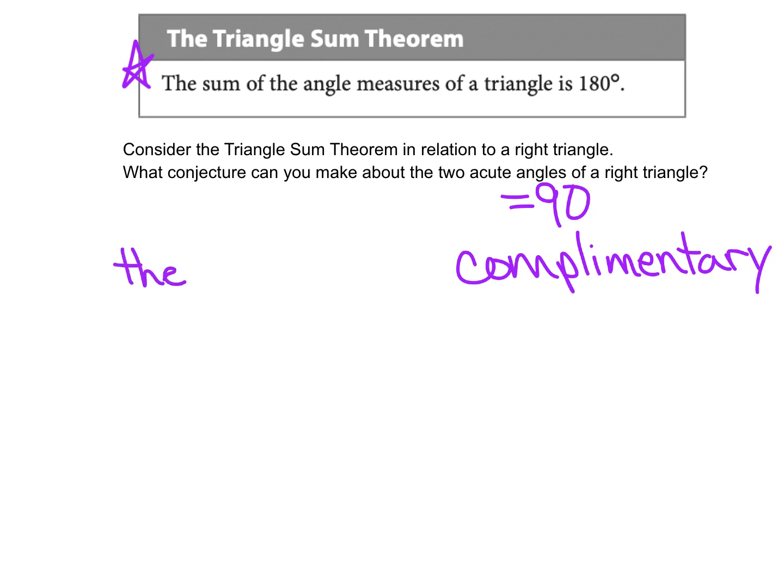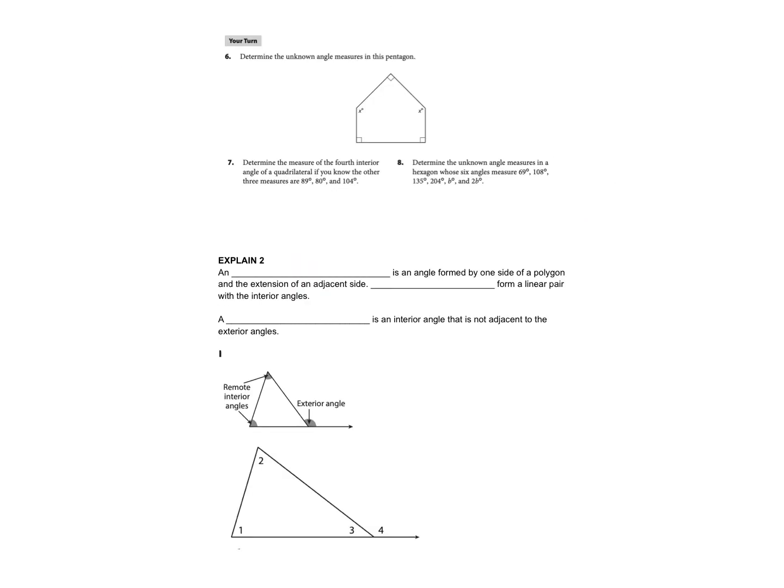Let me write it. The 2 acute angles in a right triangle are complementary. Okay, so next.